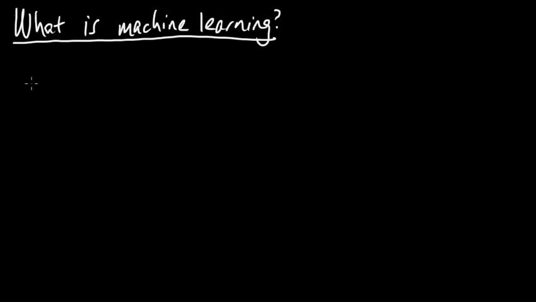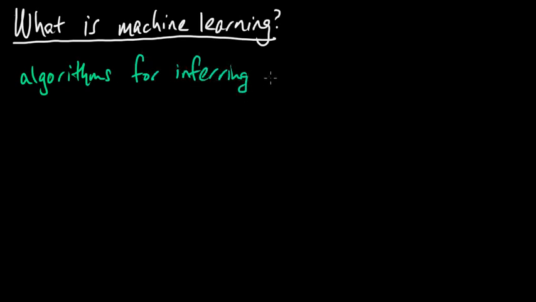Machine learning is designing algorithms for inferring what is unknown from knowns. That's just my definition.